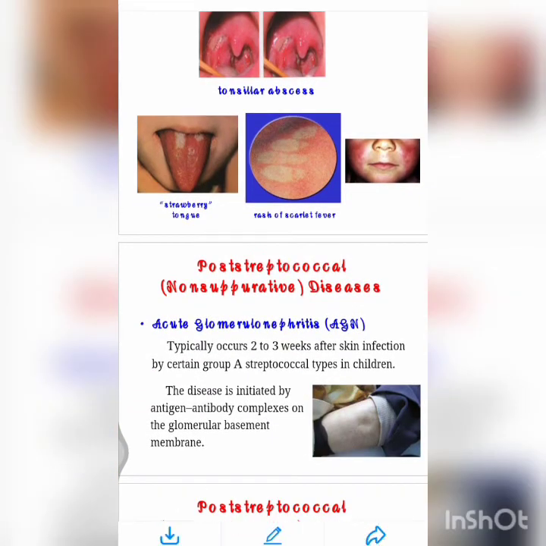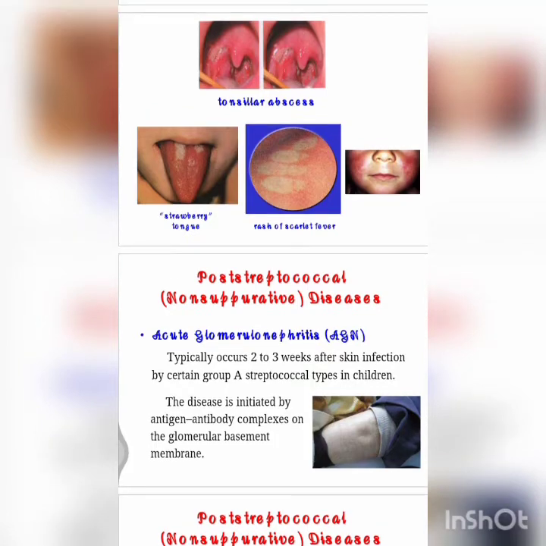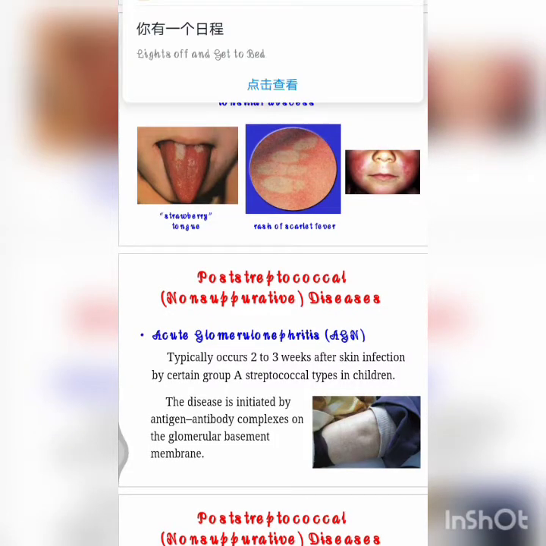So the streptococcal infections lead to conditions like acute glomerulonephritis, where our body gets confused about whether it is our own cell or not. Our antibody attacks our own cell, and this leads to acute glomerulonephritis, which typically occurs 2 to 3 weeks after skin infection by certain group A streptococcal types in children. The disease is initiated by antigen antibody complex on the glomerular basement membrane.